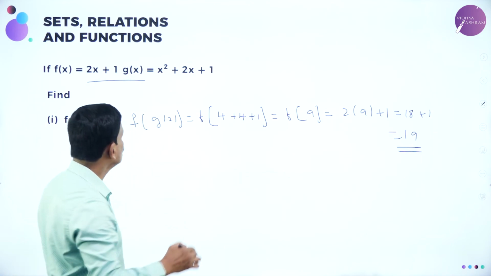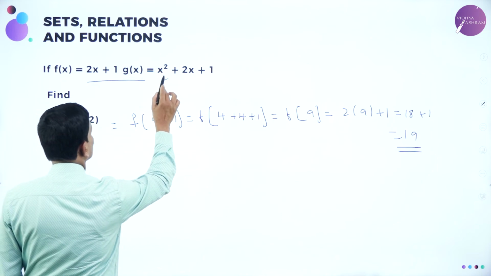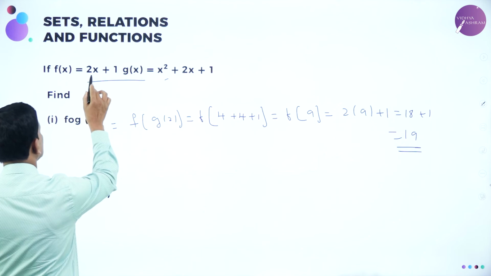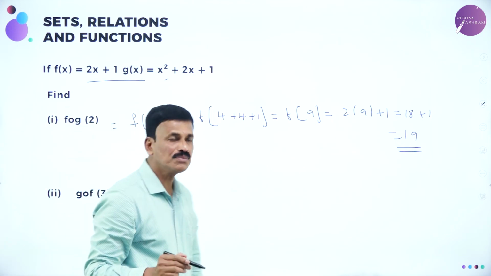That's it. See, f of g of 2, as it is. Put x is equal to 2 here. 2 square plus 2 into 2, 4 plus 4 plus 1, f of 9. Put x is equal to 9 here. 2 into 9 plus 1 is 19. That's it. Now come to the second one.